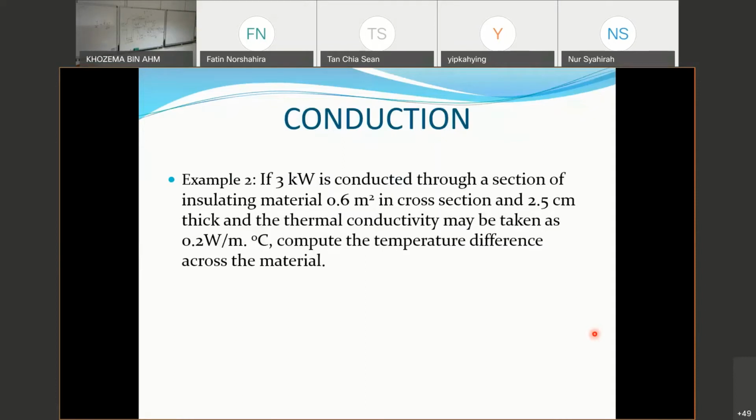So the question here is asking you to calculate the temperature difference. The value of Q is given, the value of A is given, the value of delta X is given, and the value of K is given. So the question is asking you to calculate the value of delta T. Please go back and try to solve this question on your own.